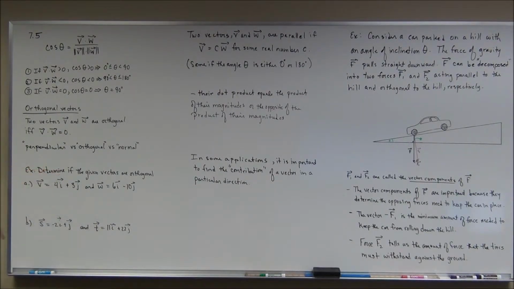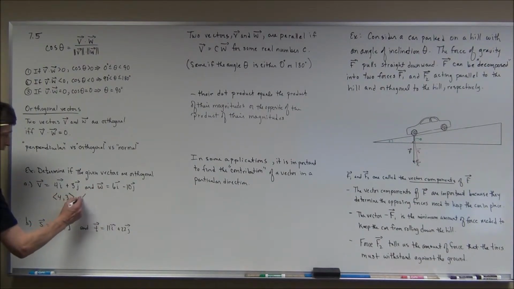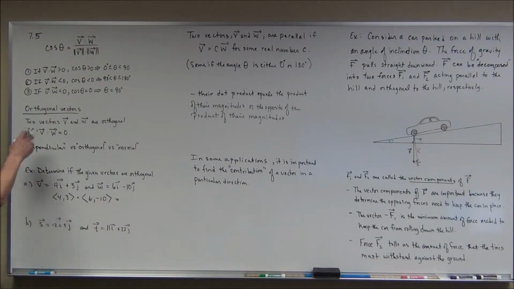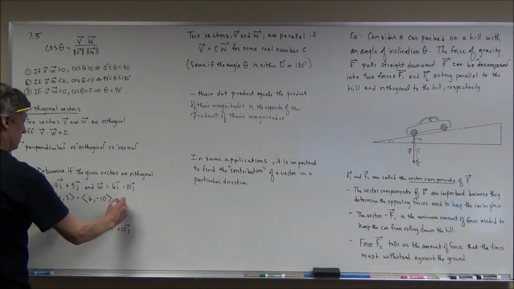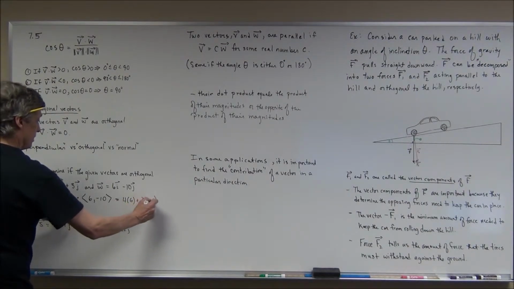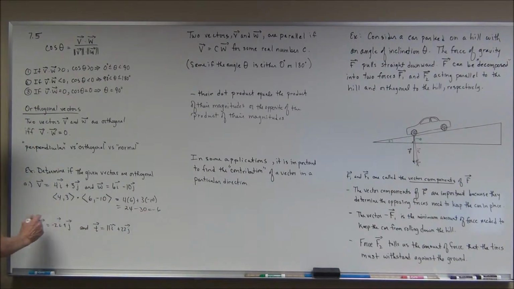So let's determine if the vectors are orthogonal, which means see if the dot product is 0. Well, I have these two vectors written in terms of the unit vectors, vector i and vector j. I'm going to write this one as 4, 3, and I'm going to write this one as 6, negative 10. Now, if the dot product is 0, my answer is yes, they're orthogonal. Well, that would be 4 times 6 plus 3 times negative 10. Doesn't look like it. It looks like I have 24 minus 30, which is negative 6. So the answer is no.